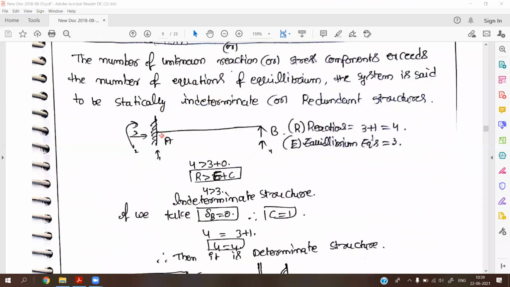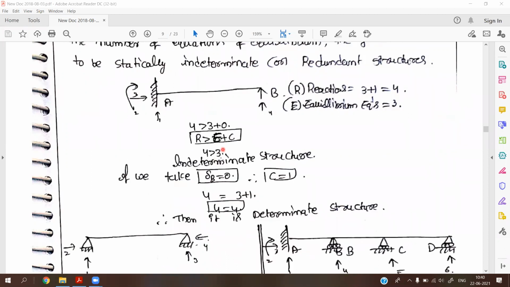For example, if we take a propped cantilever, we have four reactions, that is three reactions at the fixed support, and one reaction at the prop, that is a roller support, which has only one vertical reaction. Therefore totally we have four reactions. But we need only three equilibrium equations: summation of vertical forces, horizontal forces equal to 0, and moments equal to 0. So 4 minus 3 is equal to 1. Therefore this is an indeterminate structure. The reactions are more compared to equilibrium equations.